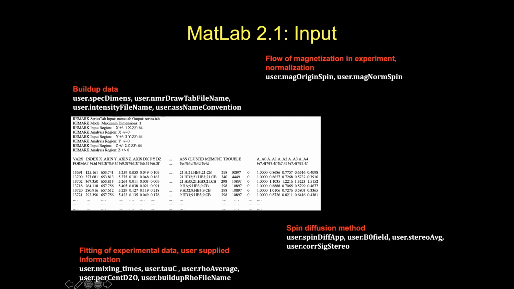And finally, you have to choose the method which you use for calculation of the spin diffusion. And this also needs a couple of additional pieces of information like the magnetic field you use, or if you have stereo-specific assignments or not.